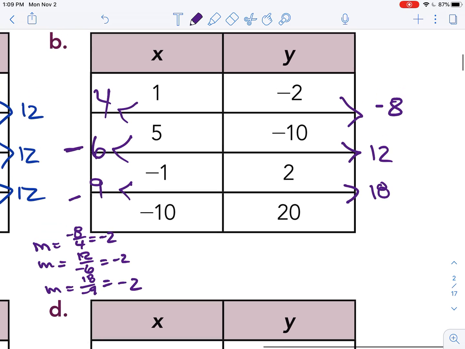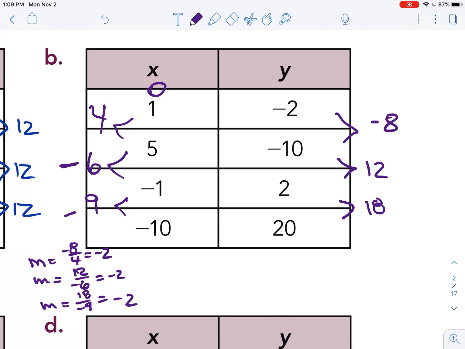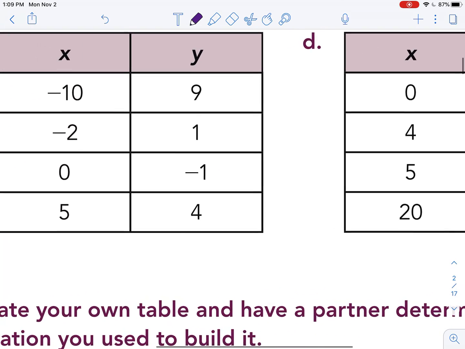Now, we don't have the y-intercept. We need the x to be 0. So we went back 1. If we go back 1, that means something minus 2 is going to get negative 2. That would be 0. So, negative 2x. Now, if you write the plus 0, it's not technically wrong, but we don't normally write it.